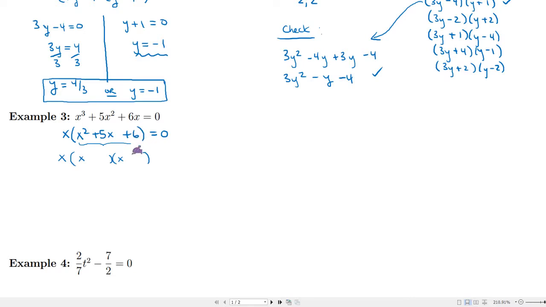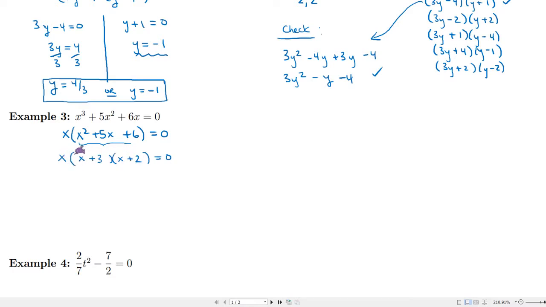The product is 6, and I need a sum of 5. So plus 3 and plus 2 are going to work for this, right? The sum is 5 and the product is 6, so that looks correct. And now the property of 0 works even if you have more than just a product of two things.